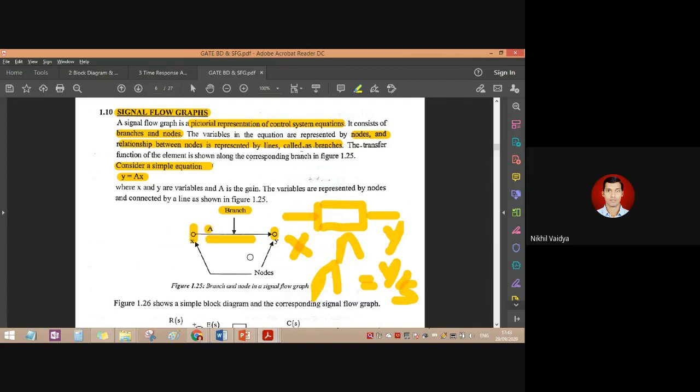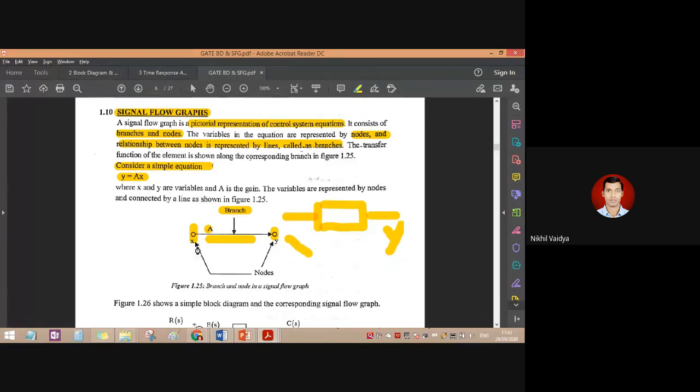So similarly, when we draw the signal flow graph for this particular transfer function, which is shown by this block diagram also and by the signal flow graph, y is equal to ax. So we know that y is equal to a multiplied by x, where x and y are the variables and a is the gain. The variables are represented by nodes and are connected by a line as shown in the figure.